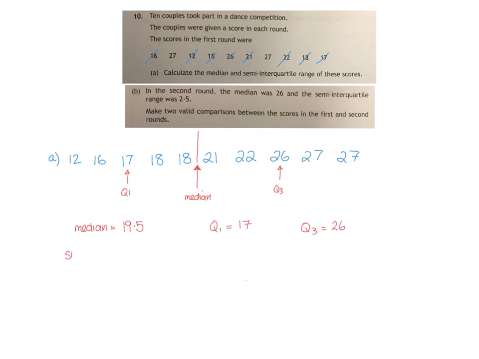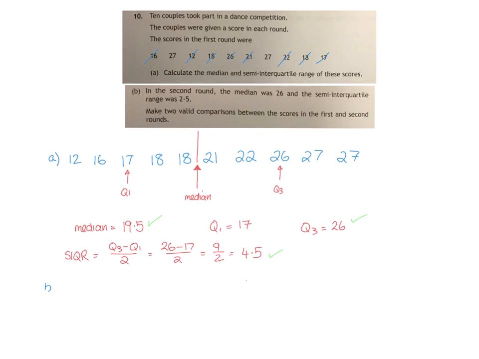So our semi-interquartile range is Q3 minus Q1 divided by 2. So we've got 26 take away 17, divided by 2, which is going to be 9 divided by 2, which is 4.5. The marks you get for this one are for getting your median, for having both of the quartiles, and then for your semi-interquartile range for part A.